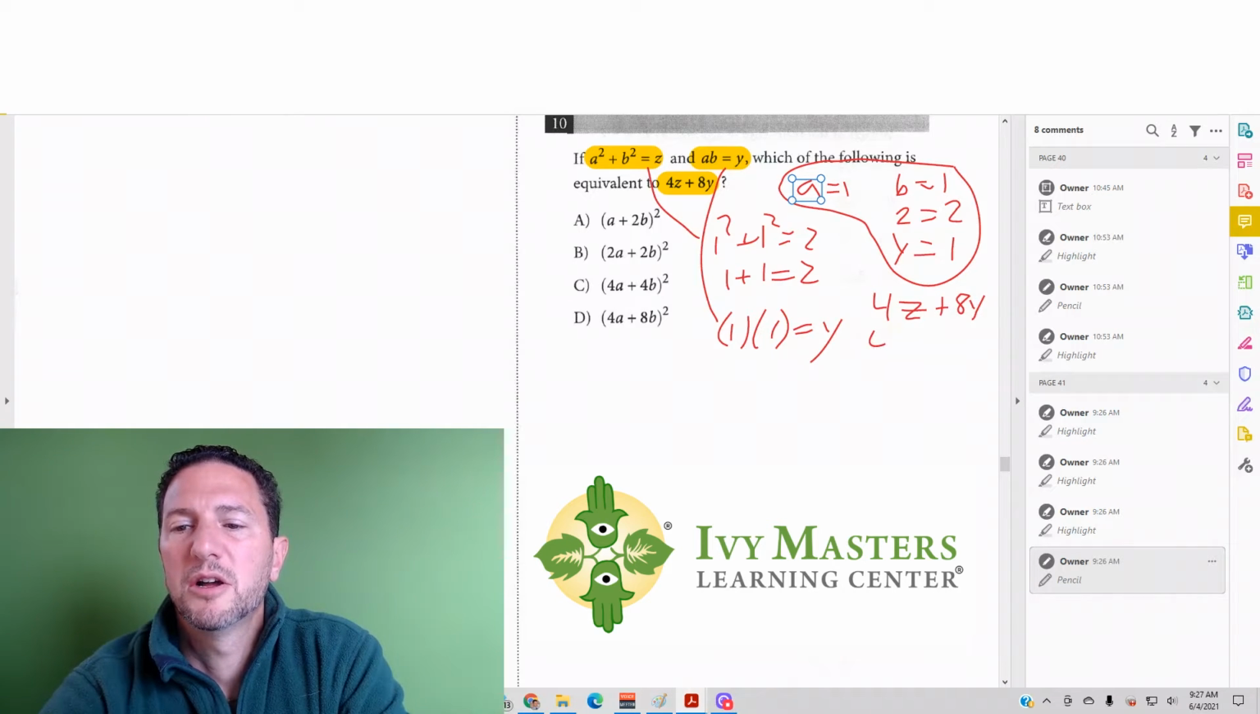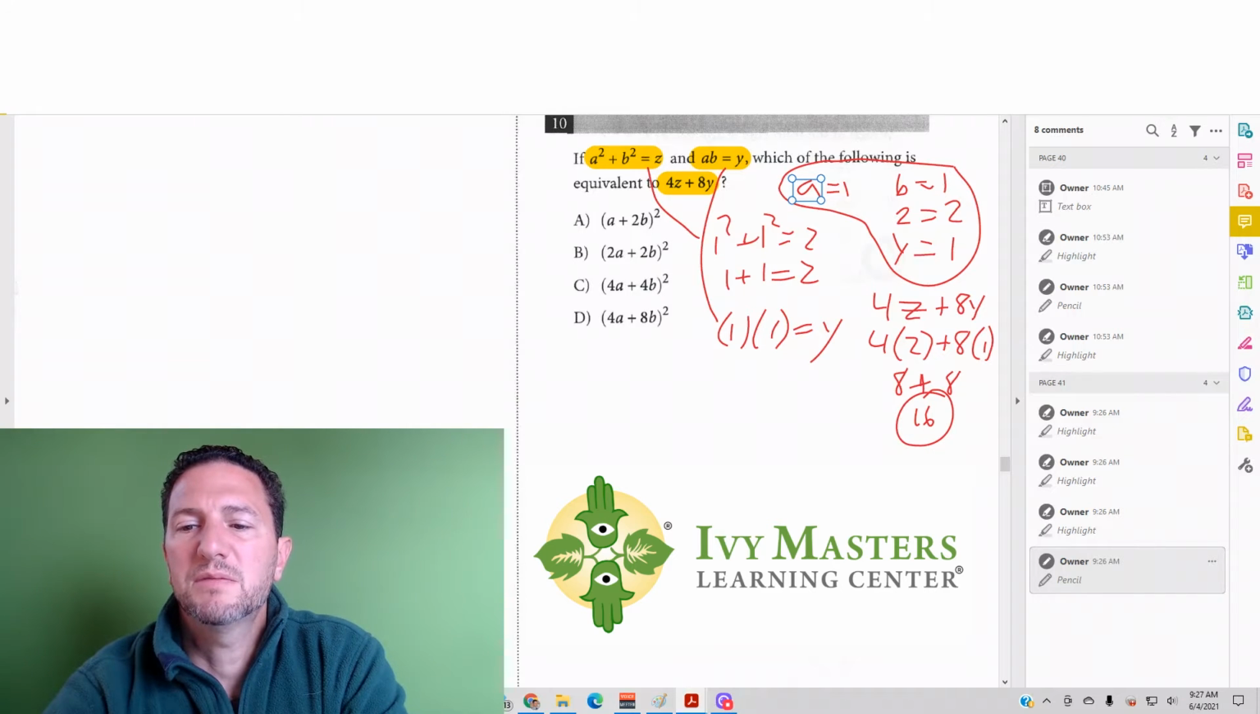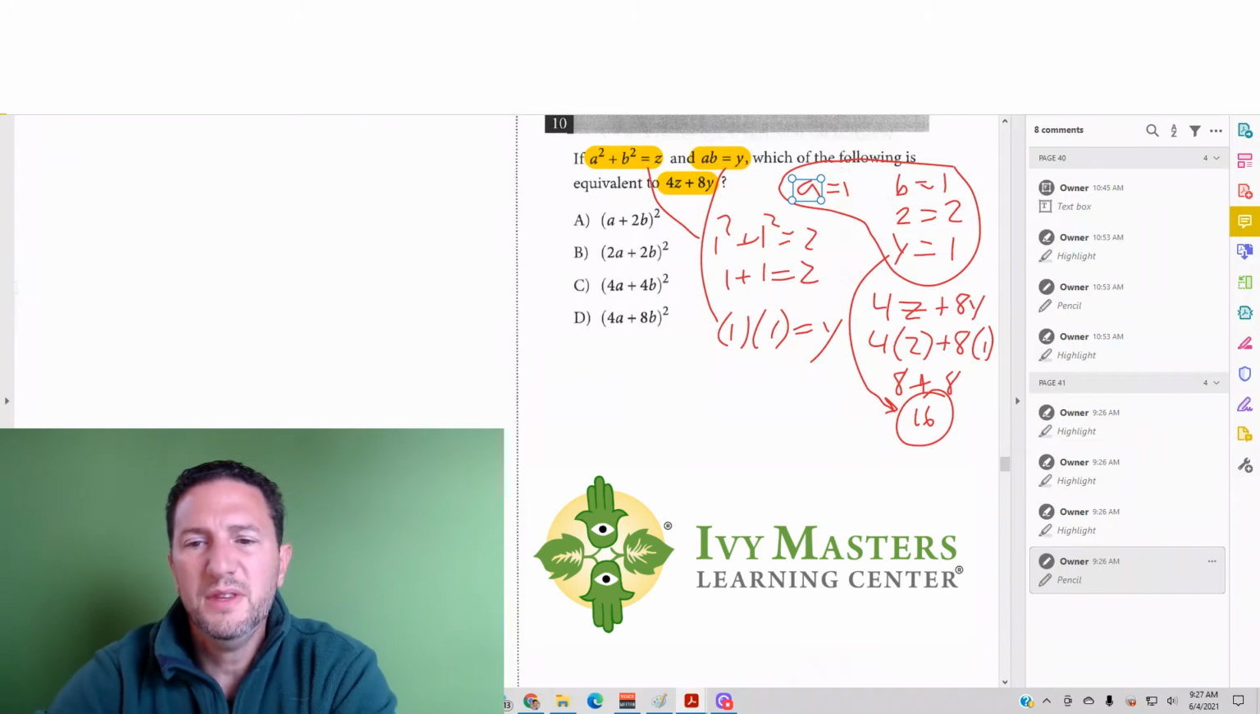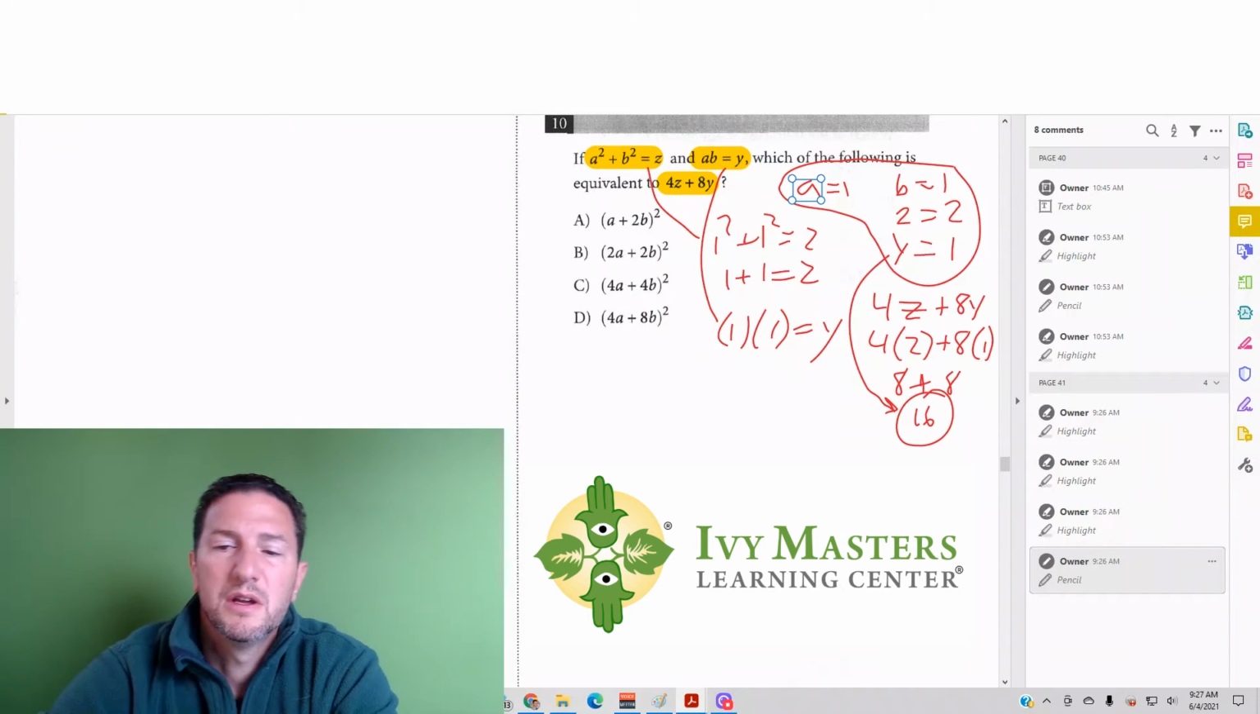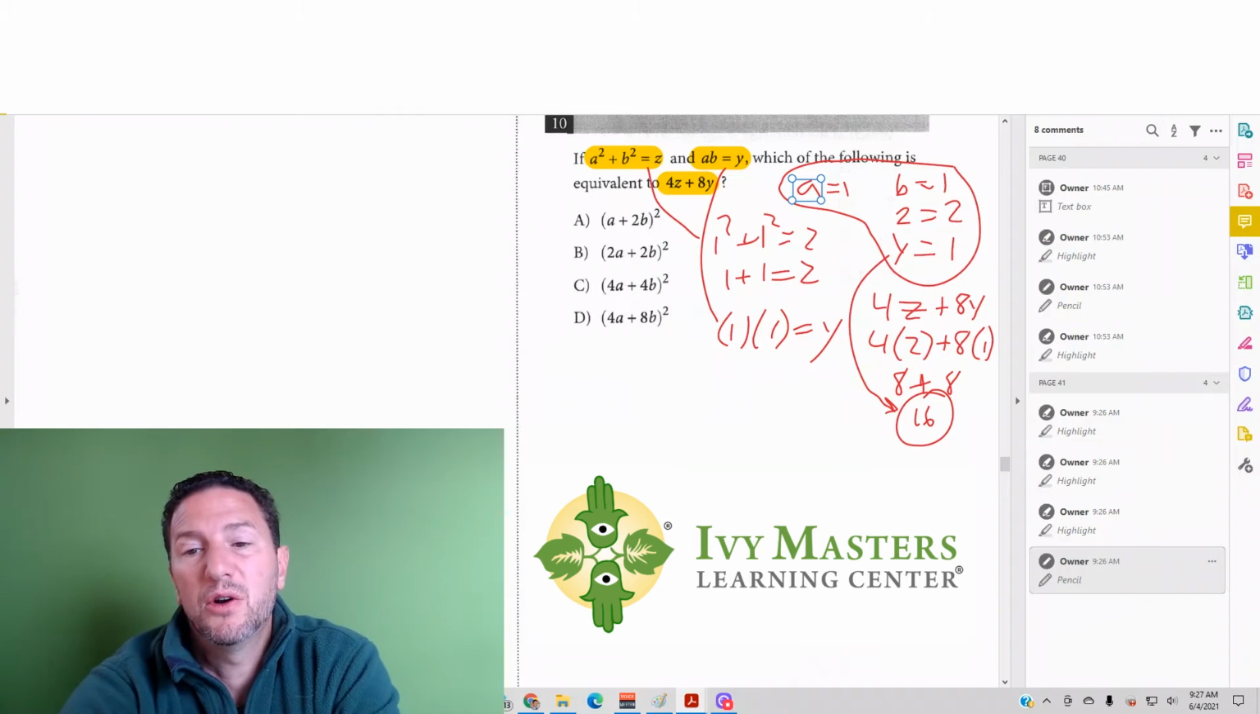So what's my z? My z is 2. So in place of z, I'm going to put 2 plus 8. What's my y? It's 1. In place of y, I put 1. And I get 8 plus 8, and I get 16. 16 is my answer if I use those numbers. What do I do to finish it? Well, in my answer choices, I see all A's and B's.